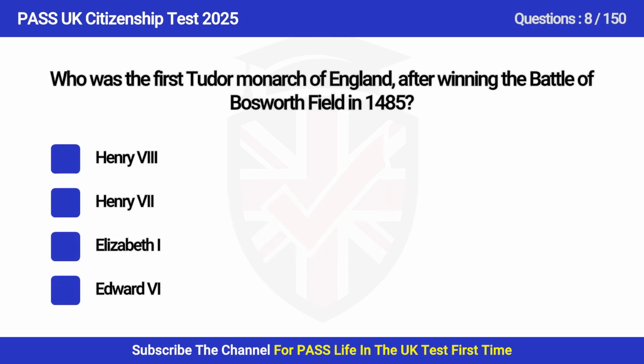Who was the first Tudor monarch of England after winning the Battle of Field in 1485? A. Henry, B. Henry, C. Elizabeth I, D. Edward.